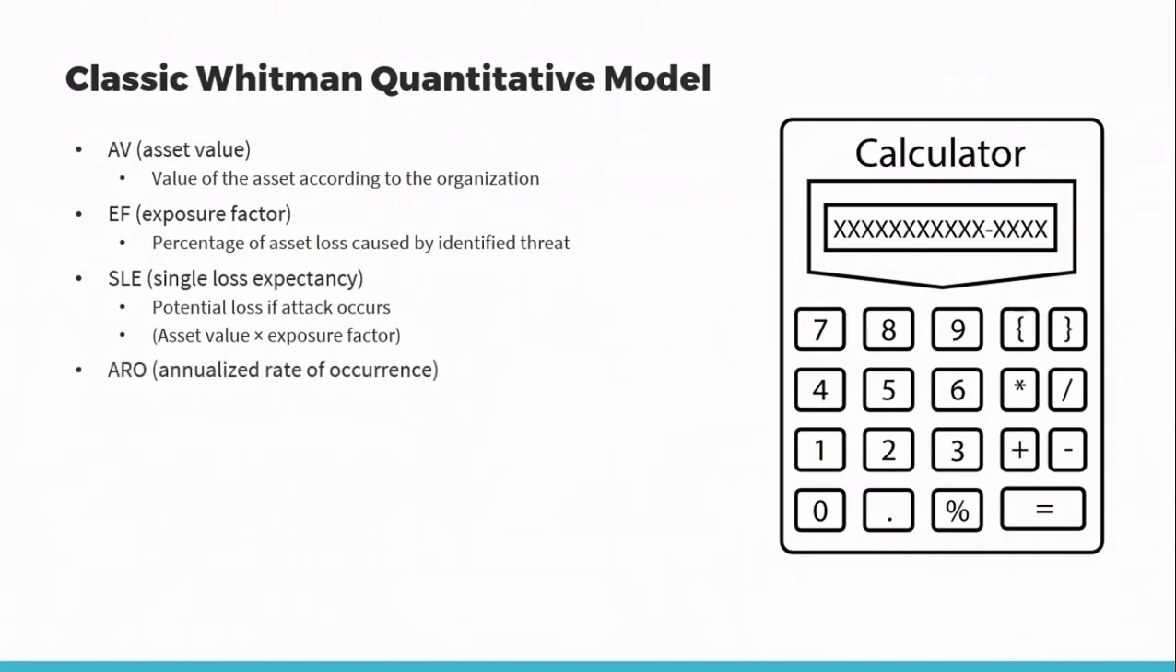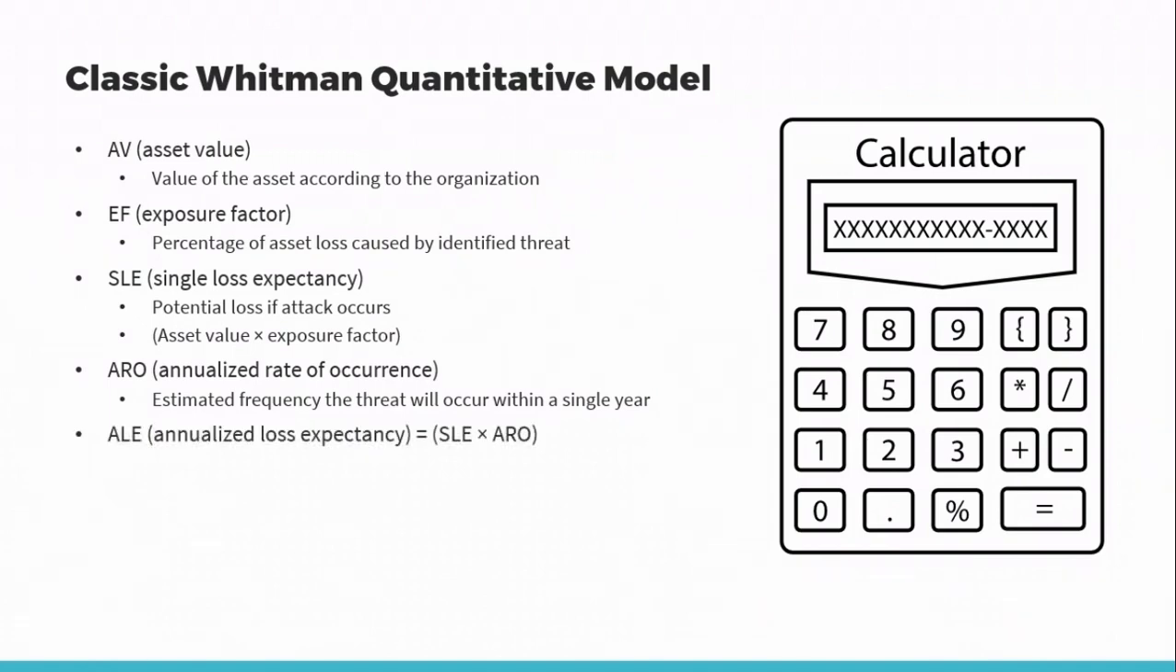ARO is the annualized rate of occurrence, an estimated frequency the threat will occur within a single year, often based on the risk register or risk ledger. The goal is to have ALE, the annualized loss expectancy. This can be a fiscal year or a calendar year and is a product of single loss expectancy and annualized rate of occurrence.